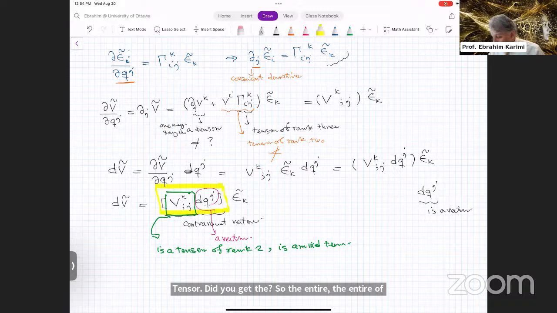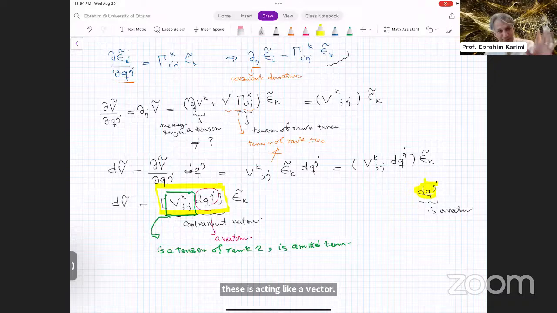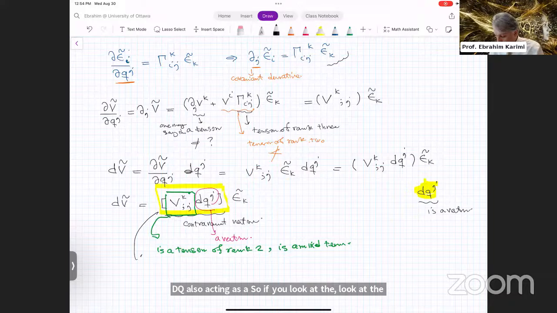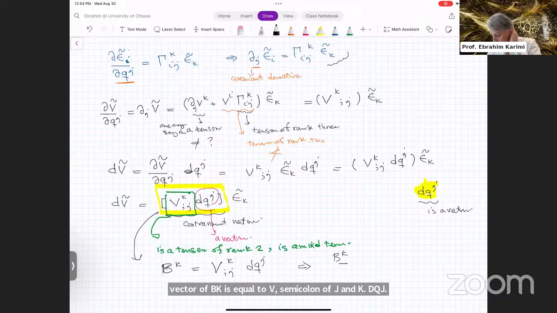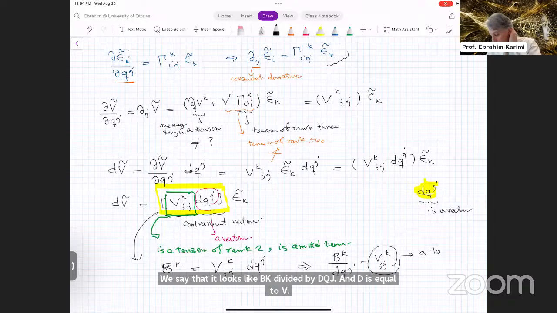DQ also acting as a vector. So if you look at the way that we defined it in the past, we say that if you call the entire of these as a vector of B, which is BK, this vector of BK is equal to V semicolon of J and K DQJ. So we say that it looks like BK divided by DQJ, and this is equal to V J semicolon K. So this should be a tensor of rank 2.